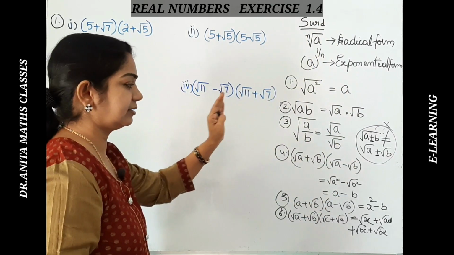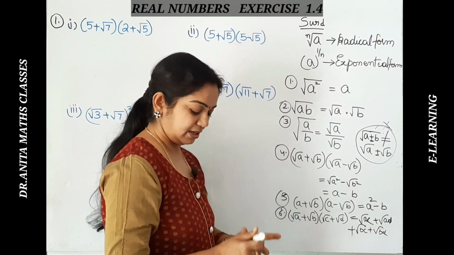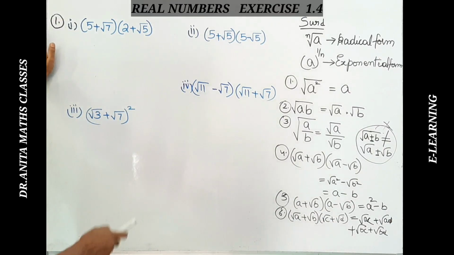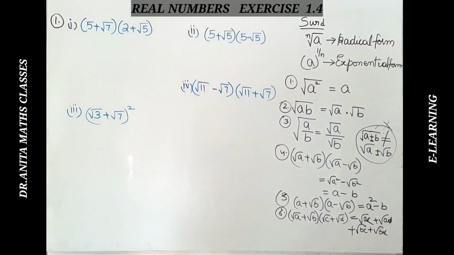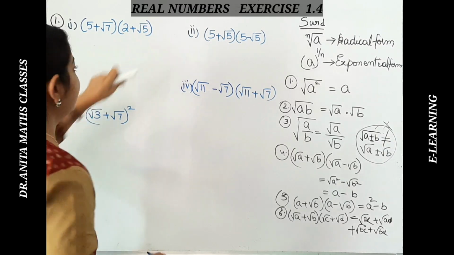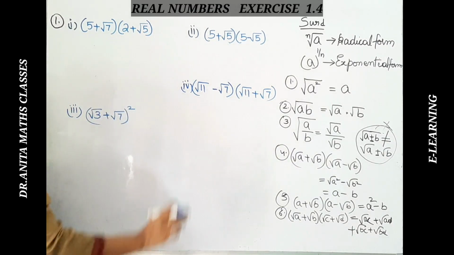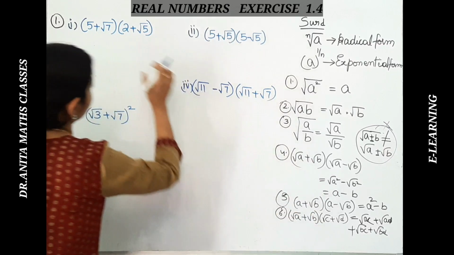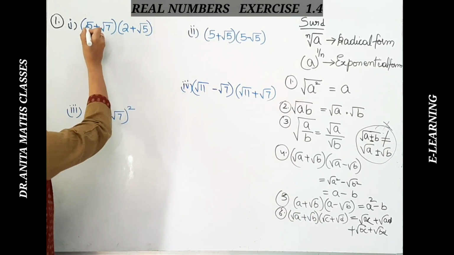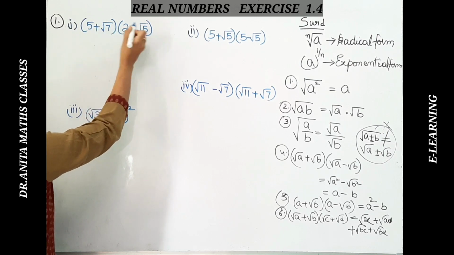These are the basic operations of the surds, right? Now let's move on to the exercise. Here the first problem I had noted down, (5 plus root 7)(2 plus root 5). If you see, all the four terms are different. So this is the case of 6. Let us suppose these as 1, 2, 3 and 4. So what we will do? We have to multiply the first term with both the terms.